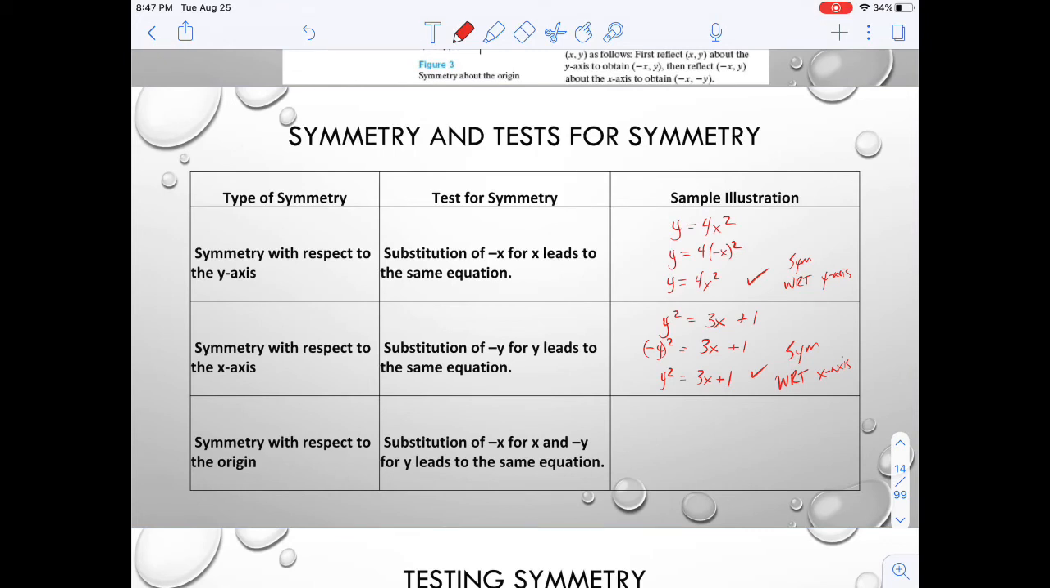And last but not least, for our test for symmetry with respect to the origin, we're going to substitute both -x for x and -y for y. So if I have an equation like x squared plus y to the 4th equals 5, and I substitute that in, I'm going to have the opposite of x squared plus the opposite of y to the 4th power equals 5. Anything raised to an even power guarantees positivity. So here I'm going to end up with x squared plus y to the 4th equals 5, and this would check out, and I would have symmetry with respect to the origin.